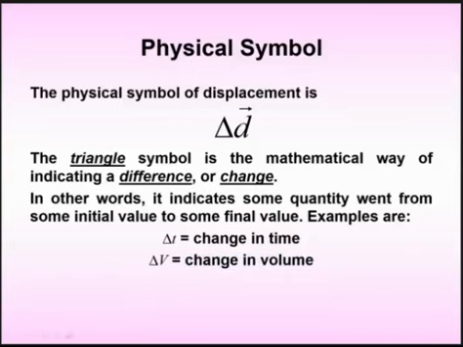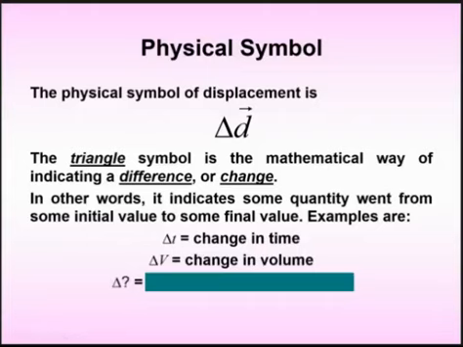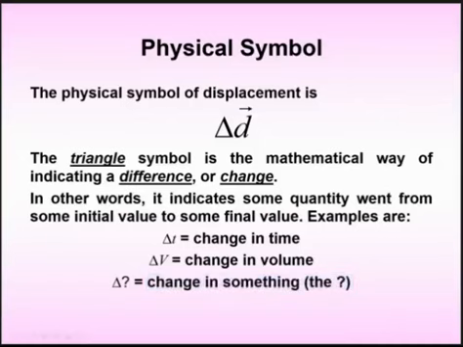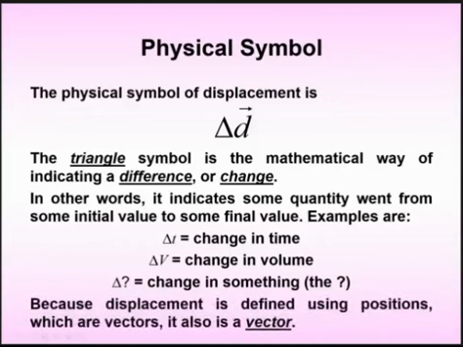Okay. How about this one? Change in whatever that symbol is. So change in something, whatever is represented by the question mark. Okay. Now here's my question. Since displacement is based on what? Position. And position was a vector. Displacement is also a what? A vector.